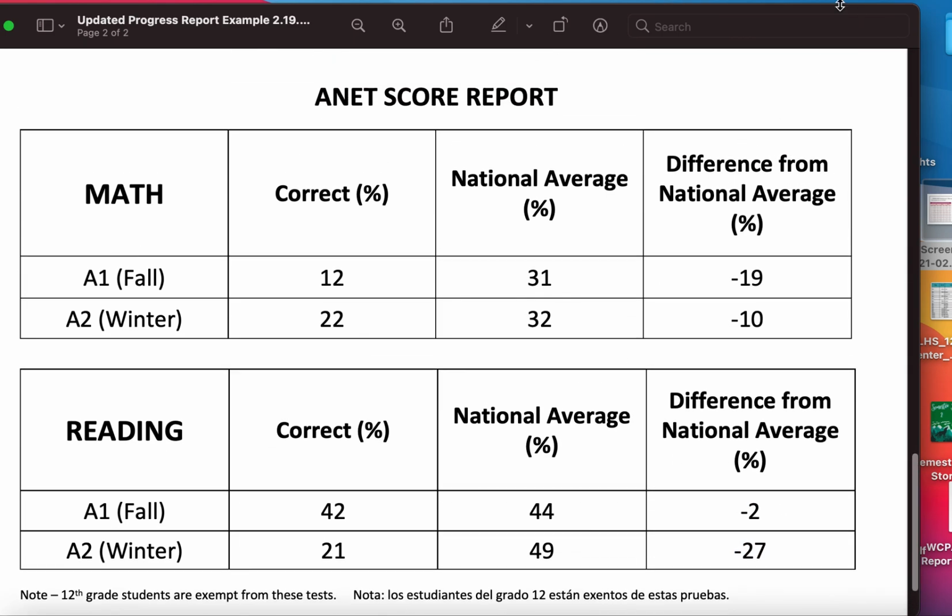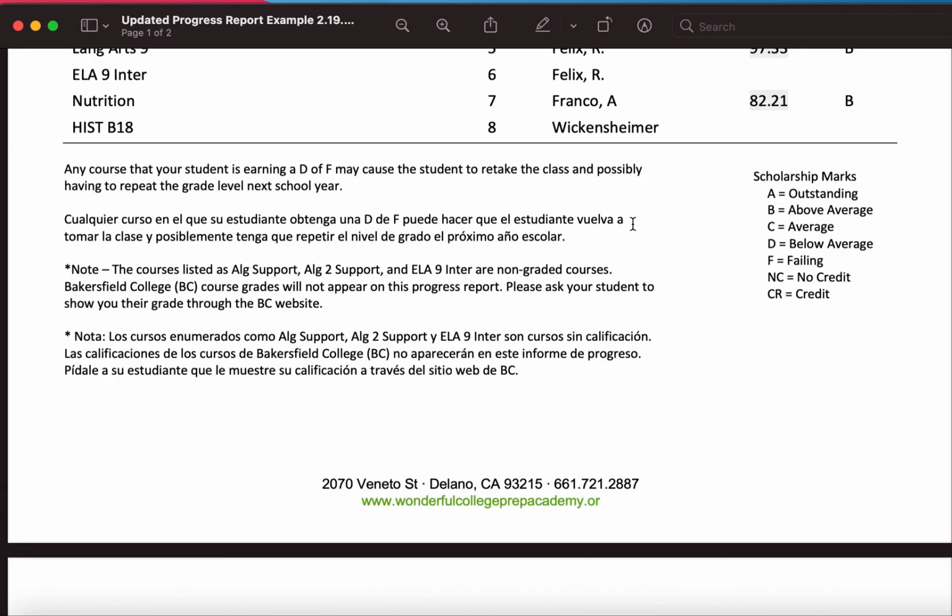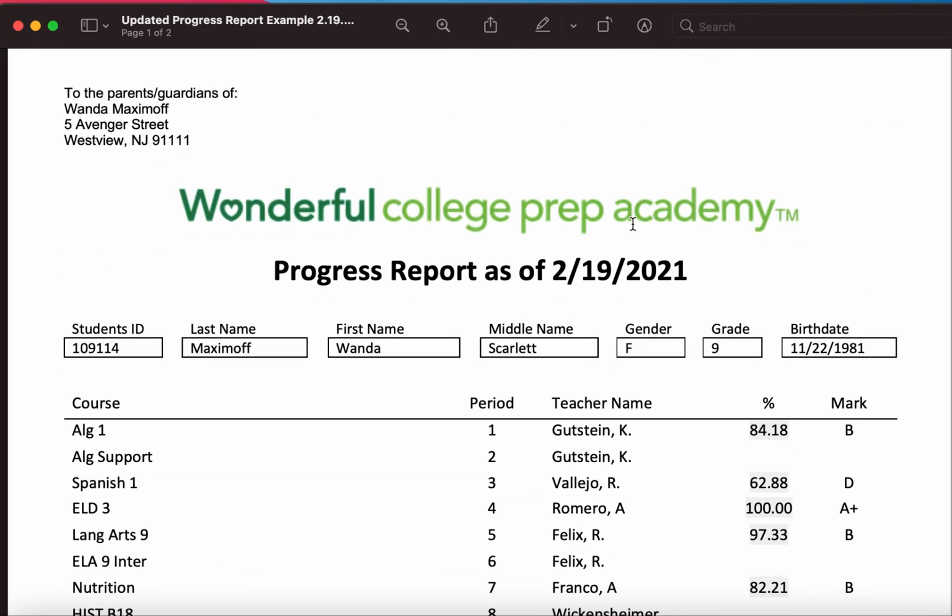Okay, that's going to wrap up right now. I hope this benefited everybody and you better understand the report and what the numbers mean in the report.